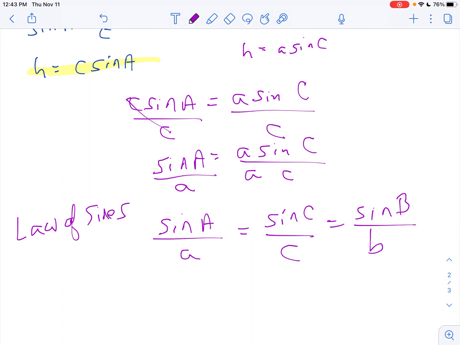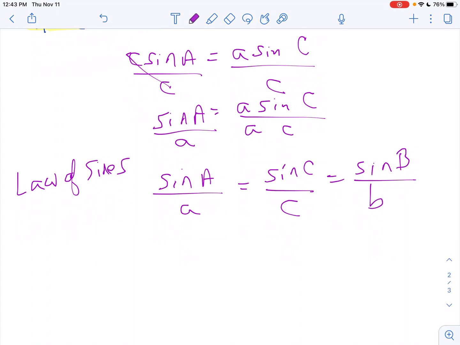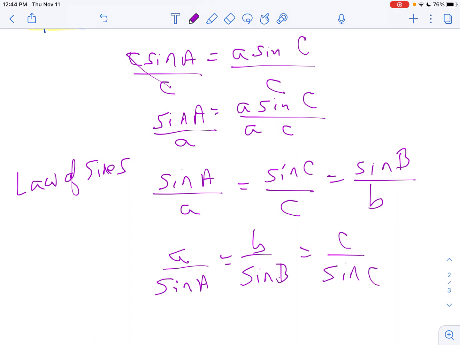You can use the law of sines when it is a right triangle, but one of your angles is going to be 90 degrees. Also note, we can do the reciprocal. You can see it written as the sine of angle A over a, or I can write it as a over the sine of angle A equals b over the sine of angle B equals c over the sine of angle C. We're going to use that to solve our problems.